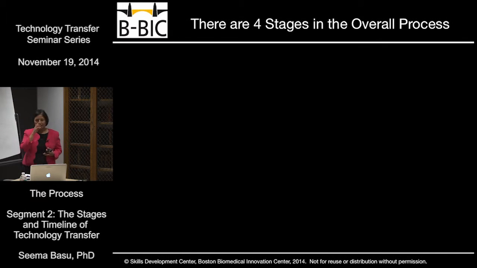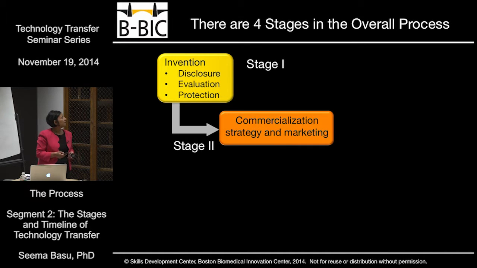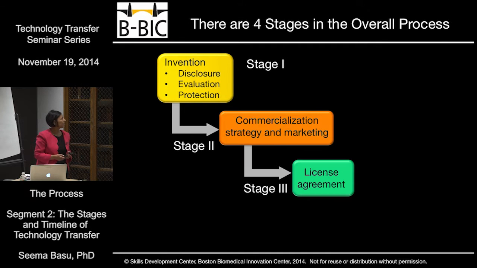I like to think of the technology transfer process for purposes of this seminar as a 4-stage process. Stage 1 is starting with the invention, which we'll talk more about, but would be disclosure of the invention and protecting the invention and an intellectual property strategy. Stage 2 then is about the commercialization and marketing strategy for that particular invention.